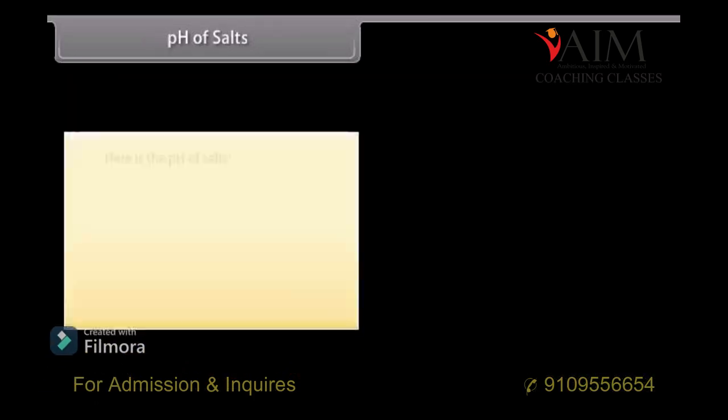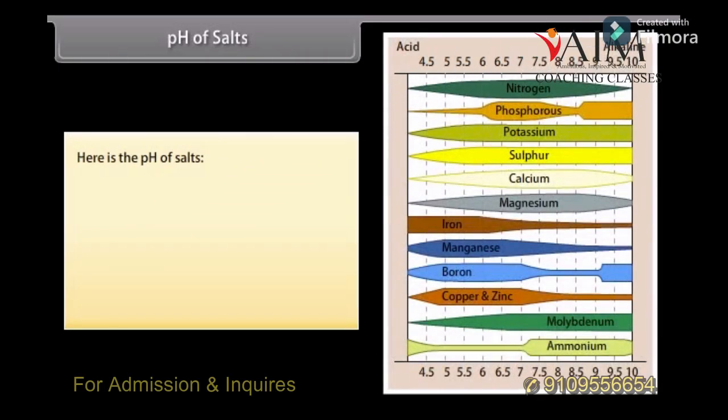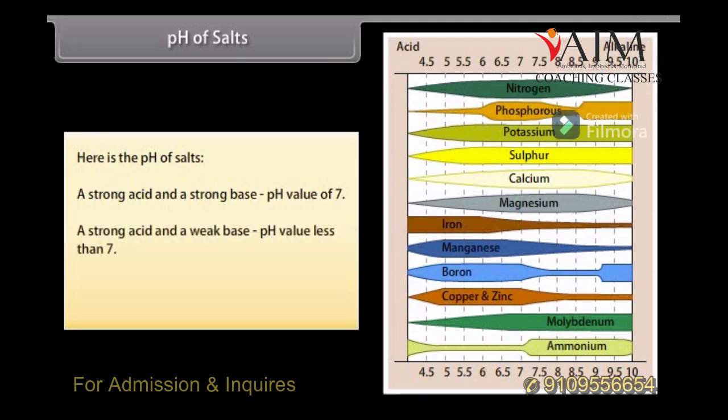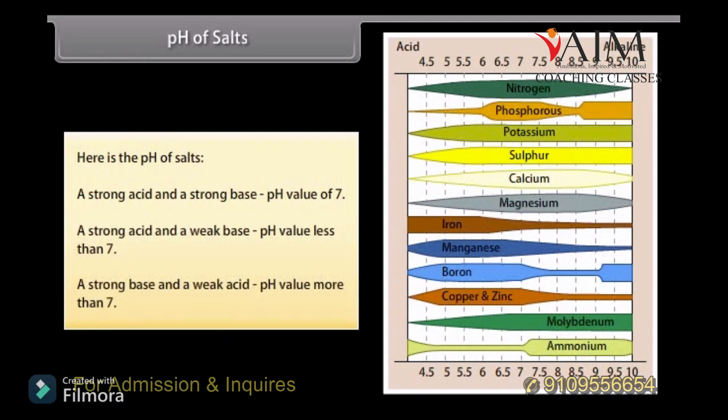pH of salts. Here is the pH of salts. A strong acid and a strong base give a pH value of 7. A strong acid and a weak base give a pH value less than 7. A strong base and a weak acid give a pH value more than 7.